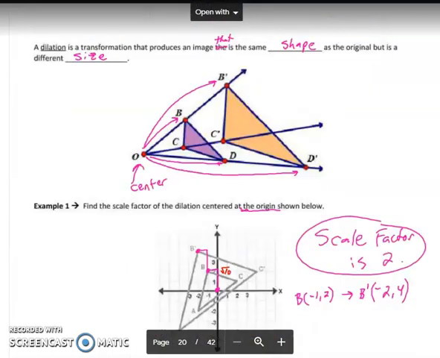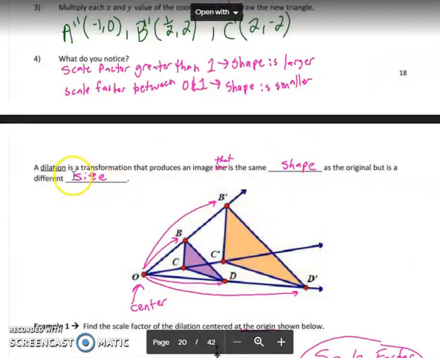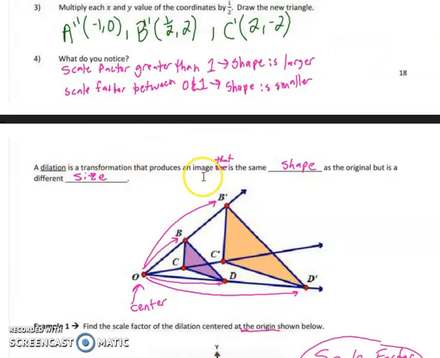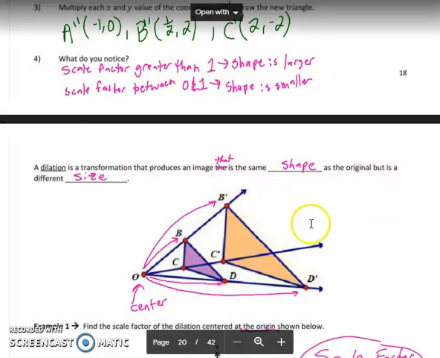All right, so let's go to the next page. Right up here, a dilation. It's a transformation that produces an image that is the same shape as the original, but it is a different size. So I used the example in the classroom. I think you had the projector there on the ceiling. If this was the bulb of the projector and then I put my hand in front of it, you could see the shadow that's produced on the board behind my hand.